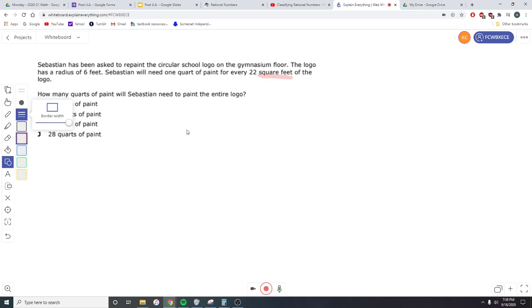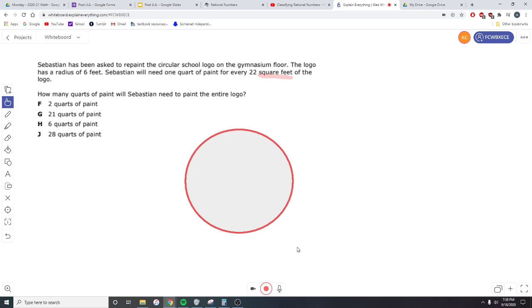So let's go ahead and create a circle that is represented in this problem. Okay, so this is my circle. Note that the question says it has a radius of 6 feet. I'm going to give this circle a radius of 6 feet.